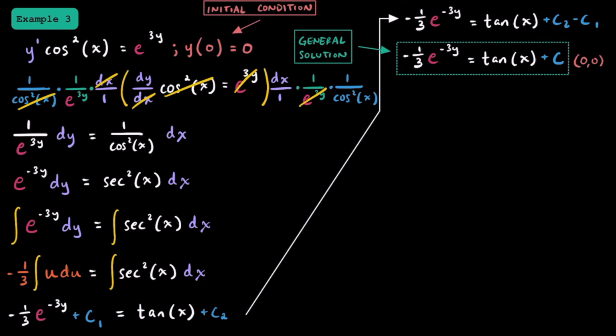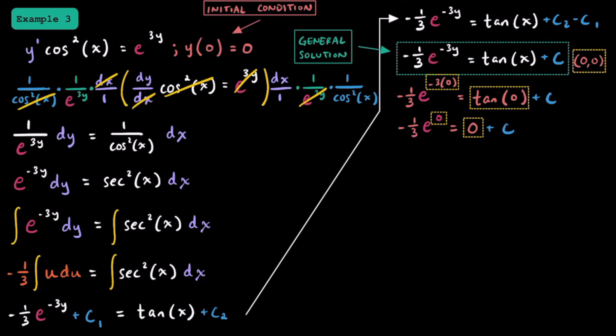Now that we have our general solution, let's use our initial condition to write our specific equation. Here's our equation when we substitute in 0, 0 for x and y. And this negative 3 times 0 just simplifies down to 0 for the exponent. And tangent of 0 is equal to 0.